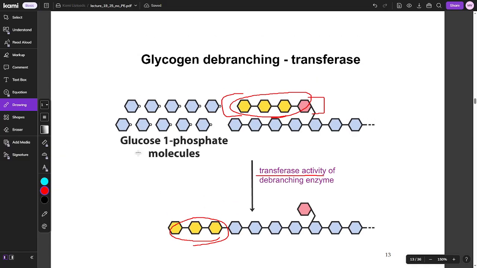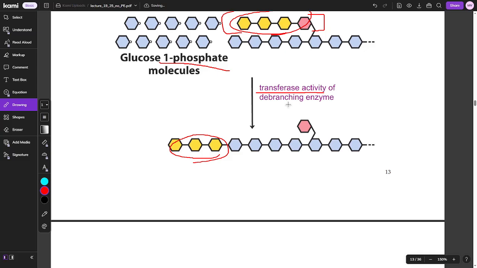And remember, whenever glycogen phosphorylase works, it chops up the glycogen and puts an inorganic phosphate group on the first carbon of glucose, making glucose 1-phosphate. That can be isomerized into glucose 6-phosphate and go through glycolysis. So this transferase activity puts these yellow glucose molecules on the end here, and then glycogen phosphorylase can go back and start chopping those up as well.